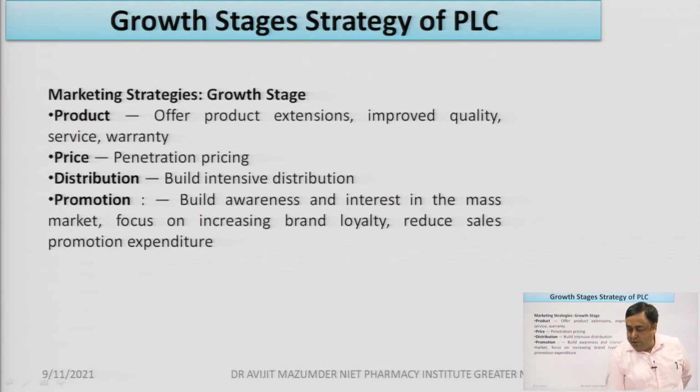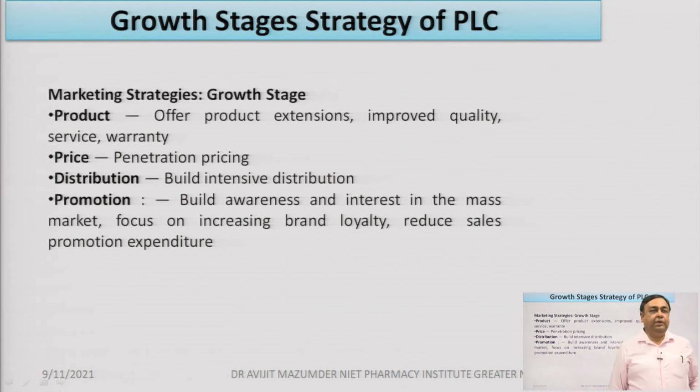Next, in the growth phase, for the product, we offer product extension, improved quality, service and warranty. For the price, we sometimes follow a penetration pricing, that is, we try to lower down the price, to attract maximum customers as far as feasible.